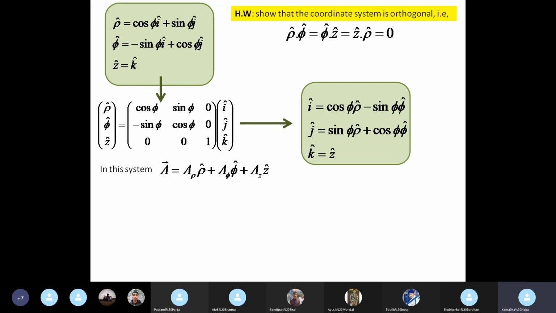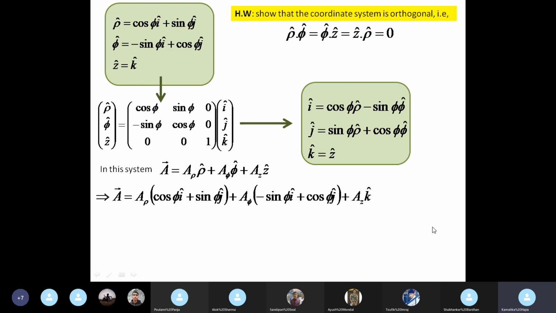Now in this particular system, the cylindrical system, we saw that a vector is written as a rho rho cap plus a phi phi cap plus a z z cap. So what I do is I write the expressions of rho cap, phi cap and z cap in terms of I cap, j cap and k cap. Okay, rho cap I have written this expression, phi cap I have written this expression, and z cap is of course k cap.